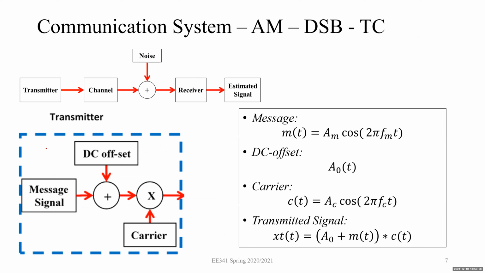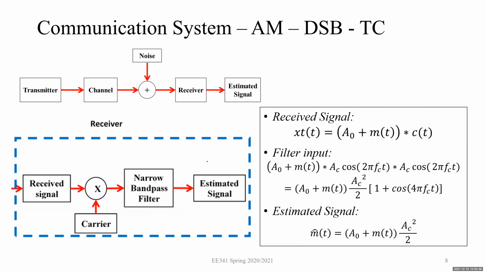Okay. Then first of all, I have my message signal, then this is the DC offset. This will be added to the message signal according to this block diagram. Then the carrier is c(t) = A_c cos(2 pi f_c t). Then the transmitted signal will be (A_0 + m(t)) multiplied by c(t), as per this block diagram. Please remember the block diagrams because they are important. Then at the receiver, what I have is x(t) = A_0 + m(t), so this was my signal here, into c(t).